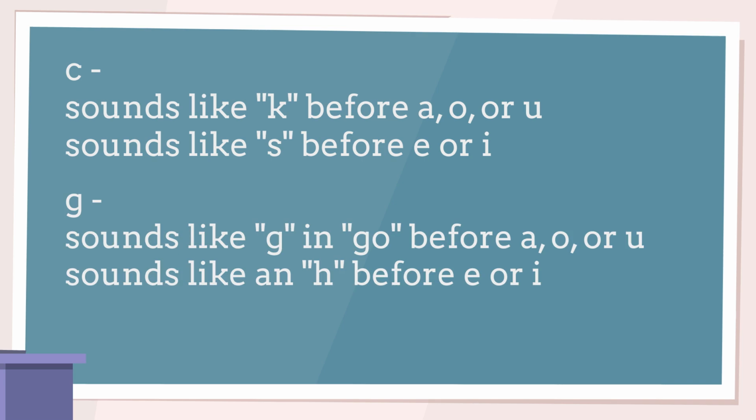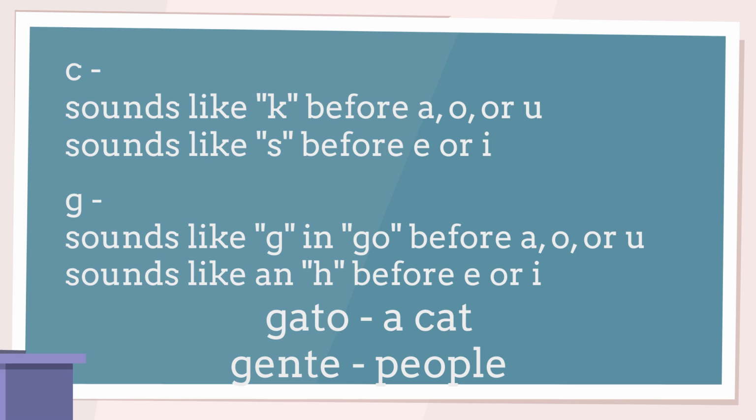The letter G is pronounced like the English G, in go, before A, O, or U. But it's pronounced like an H before E or I. Gato. Gente.